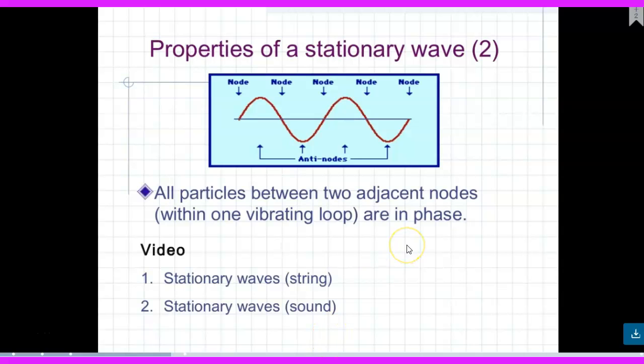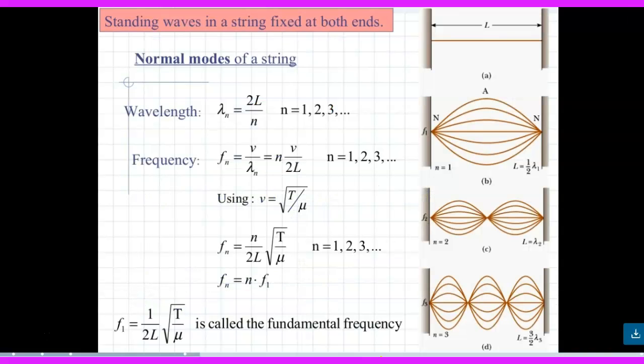Next are the properties of a stationary wave. Stationary waves form nodes and antinodes. All particles between two adjacent nodes are in phase. There are two types of stationary waves: transverse stationary waves and longitudinal stationary waves. Transverse stationary waves occur in a string and longitudinal stationary waves in sound.